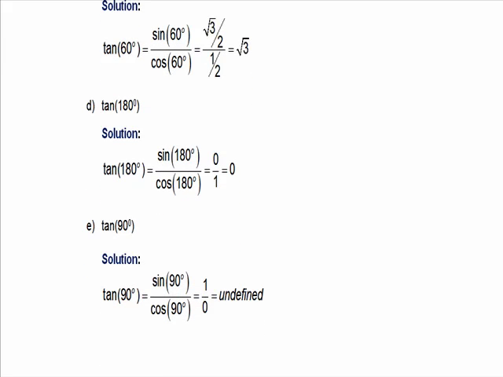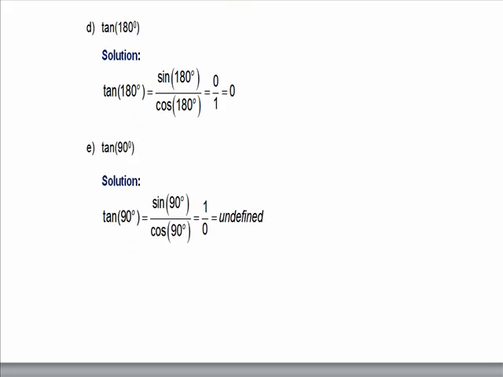Tangent 180 degrees. Well, again, sine 180 degrees divided by cosine of 180 degrees. Sine of 180 is 0. Remember, that's the y value. Cosine of 180 should actually be -1. But in either event, we're going to get 0 divided by, in this case, -1. That gives us 0. Tangent of 90 is sine of 90 divided by cosine of 90. Sine of 90, remember, is 1, and cosine of 90 is 0, and so we end up getting undefined. And hopefully you recall from previous discussions that that's where the tangent function has those vertical asymptotes.